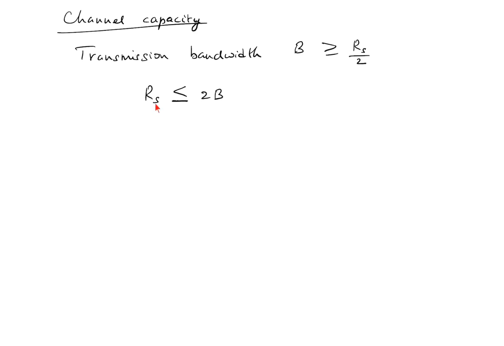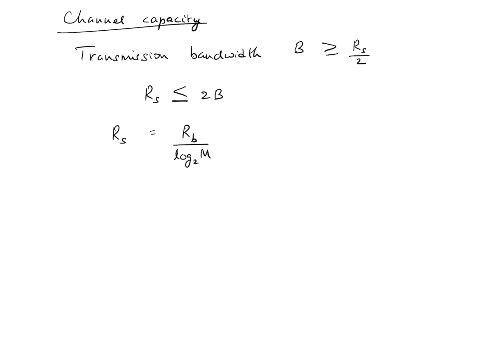So RS is the symbol rate, the number of symbols transmitted per second, and it should be less than or equal to 2 times the bandwidth of the channel. That in a way gives us the maximum speed at which the data can be transmitted over the channel. Now, if we recall the relationship between the symbol rate RS and the bit rate RB, it is given as RS is equal to RB divided by log to the base 2 M.